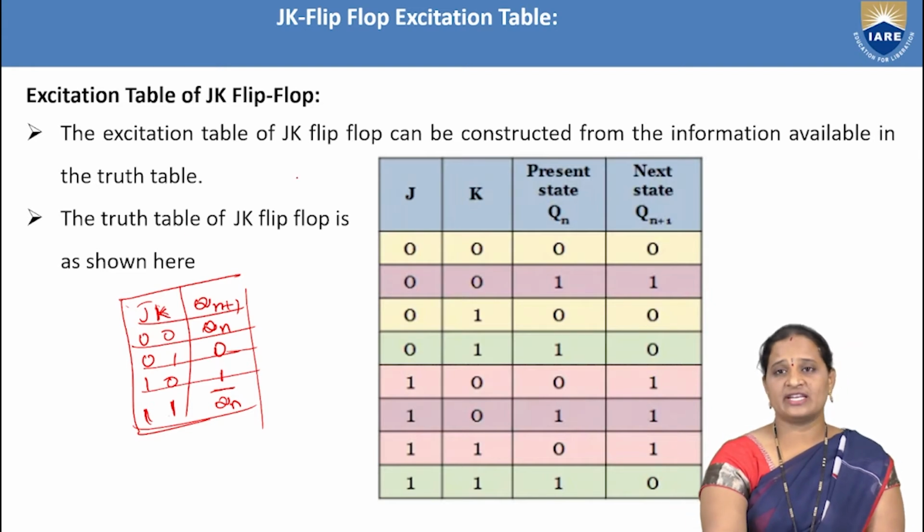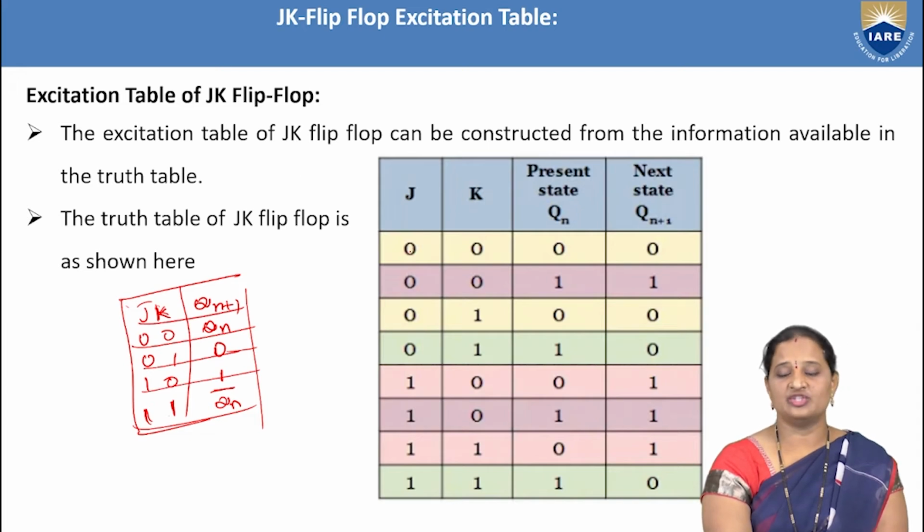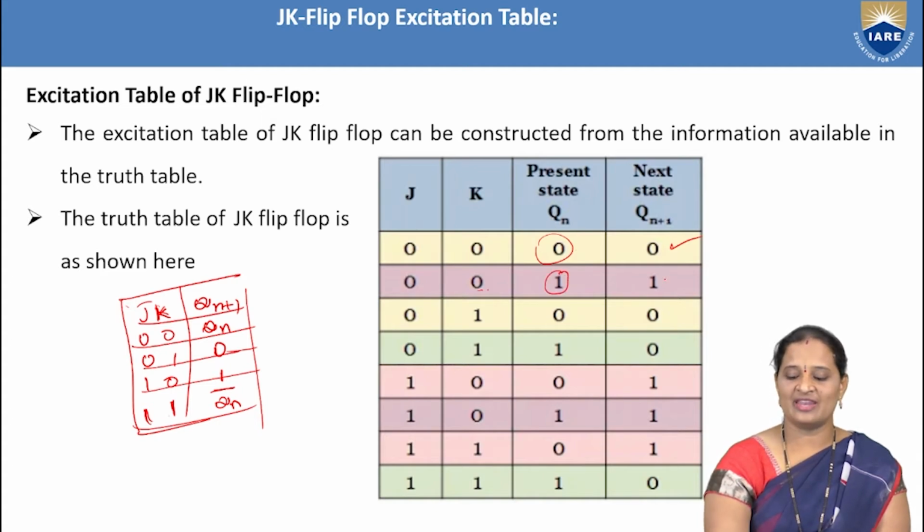So now we are expanding that. Take J, K and the present state Qn as the input, and we are finding out the next state Qn plus 1. When the J and K inputs are 0, 0, the next state is equal to the present state. So Qn plus 1 is equal to Qn, where Qn is 0 here, and hence Qn plus 1 is also 0. Next, J and K are 0, 0 and the present state is 1, and hence Qn plus 1 is also equal to 1.